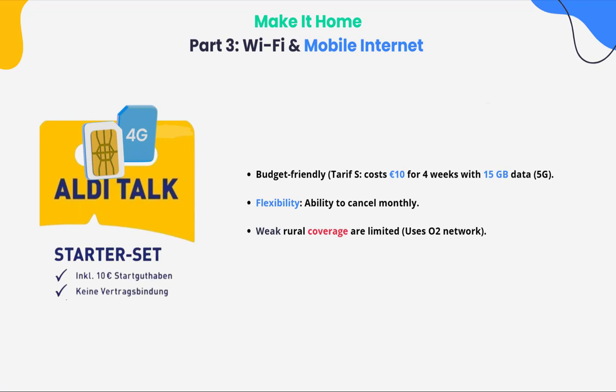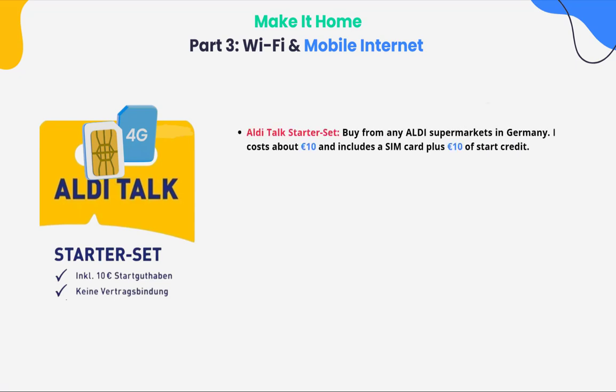The only downside is that coverage in rural areas can be weak, since it uses O2 network, but for most urban and suburban areas, it works well. You can get the Aldi Talk starter kit at any Aldi supermarket in Germany. It costs 10 euros. It includes the SIM card and 10 euros of starting credit, so you are basically getting it free.